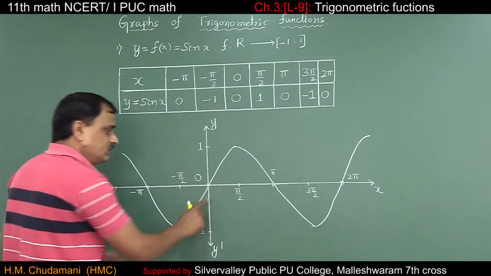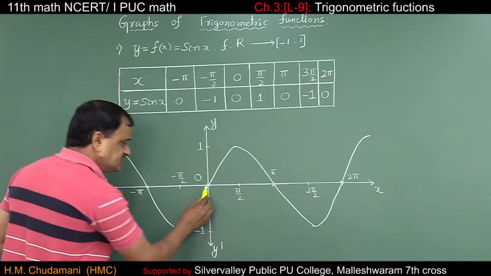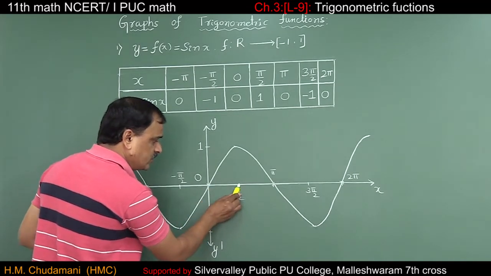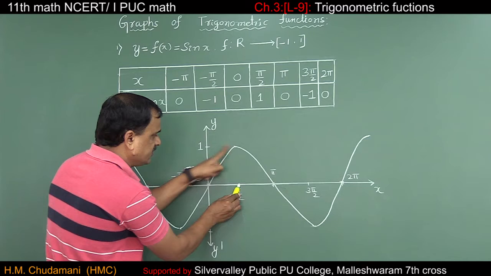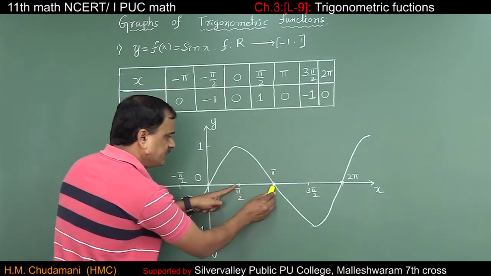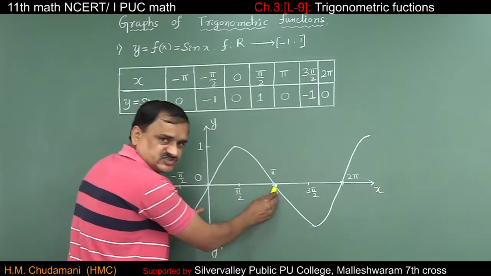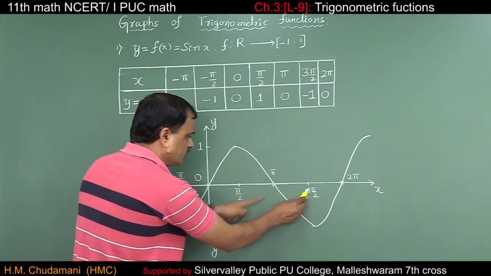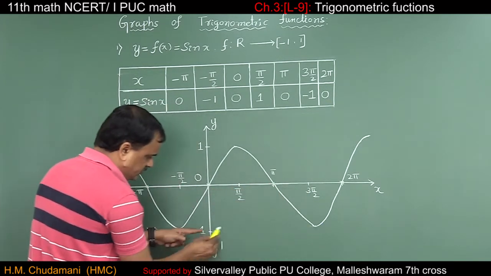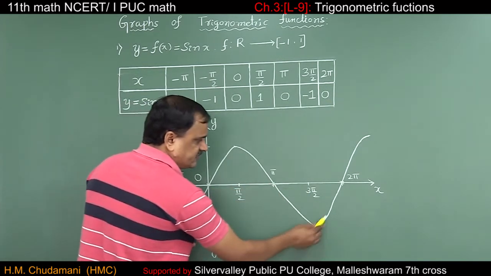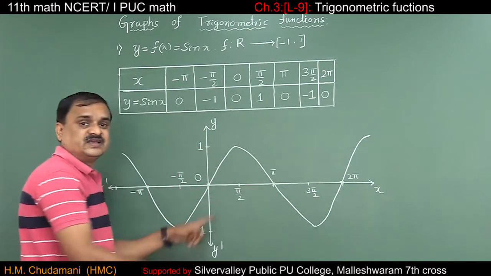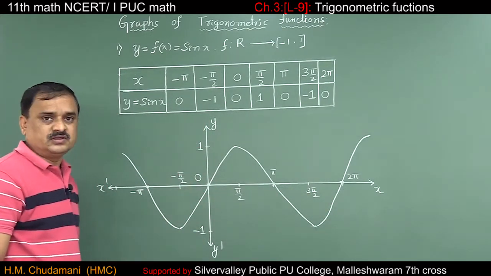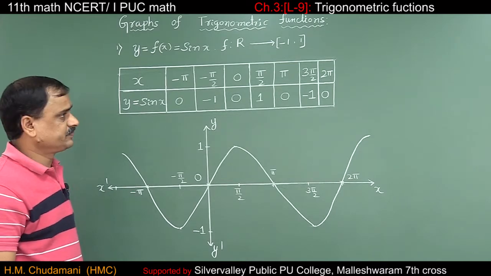So you can remember the higher values like this. See, sin 0 degree is 0, sin pi by 2, sin 90 degree is plus 1, sin pi on the x-axis, sin 180 degree is 0, sin 270 degree, 3 pi by 2, is minus 1. Then sin 2 pi, 360 degree on the x-axis, is 0. Like this you can remember the higher angles.